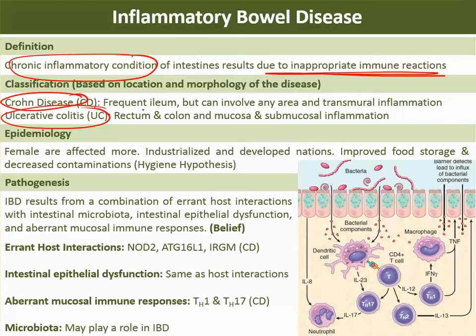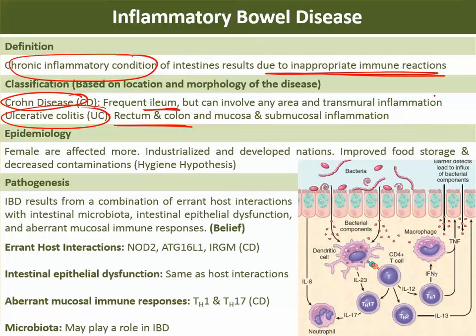Crohn disease is commonly seen in the ileum. It can involve any area of the gastrointestinal tract, but most commonly it involves the small intestine, that is the ileum. Ileal involvement is very common in Crohn disease. And ulcerative colitis involves the rectum and colon.